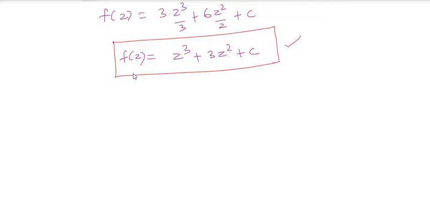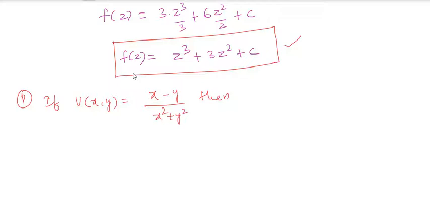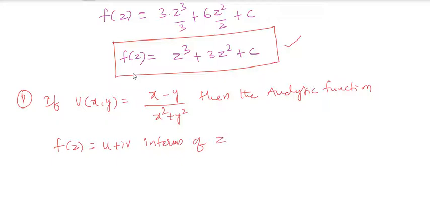Let me take one more problem so that you people will have an idea. If v of x comma y is equivalent to x minus y by x square plus y square, then the analytic function f of z, which is equivalent to u plus iv, in terms of z is.